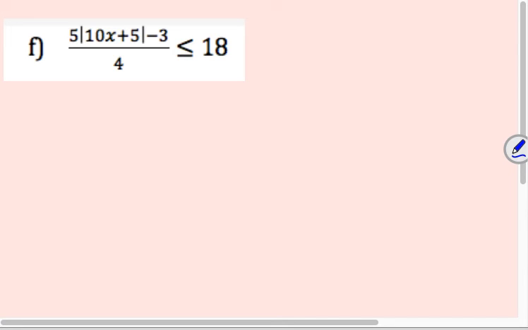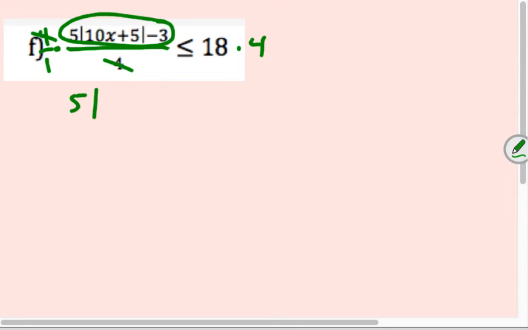Okay, last one here. It looks super complicated, but it's really not that bad. We're just going to go piece by piece. Now I got everything above 4. So in order to get to this part of the equation, I'm going to multiply by 4 over 1. Multiply by 4. Now these 4's will cancel out. And I end up with 5, absolute value of 10x plus 5 minus the 3 is less than or equal to 36, 72. Okay.